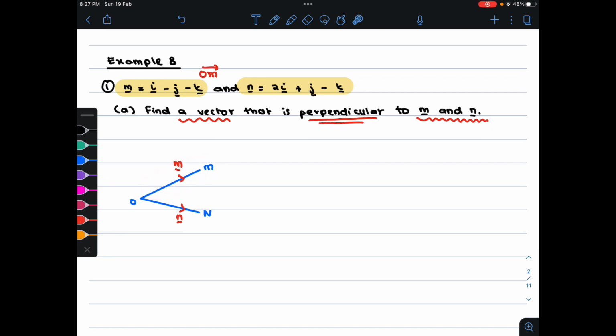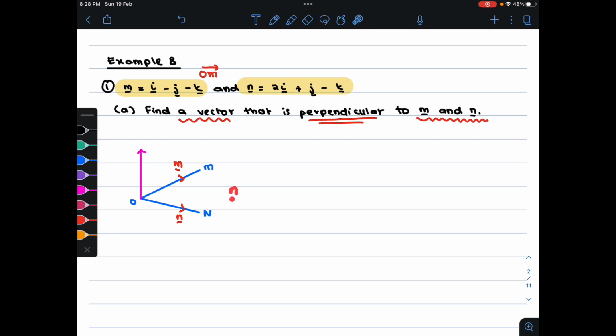And we also need a vector that is perpendicular to vector n as well. So this is vector n. And I want a vector that is 90 degrees to this vector. So it can be two as well, which goes upward or goes downward. So this means that actually I need a vector that is perpendicular to both of these vectors. And to do that, we must apply the vector product.